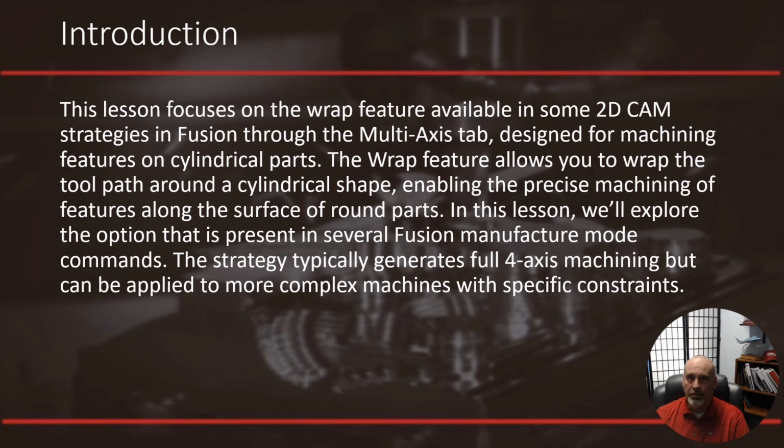In this lesson, we'll explore Rotary Pocket CAM Strategy in Fusion, a powerful tool for machining cylindrical parts with high precision. The Rotary Pocket Multi-Axis Strategy enables you to create pockets on curved surfaces by rotating the workpiece around its axis while maintaining consistent tool engagement. This approach is particularly useful for features such as slots, cavities, and pockets on cylindrical components. We'll cover how to set and optimize the rotary pocket toolpath, ensuring efficient material removal and accurate geometry on round parts.